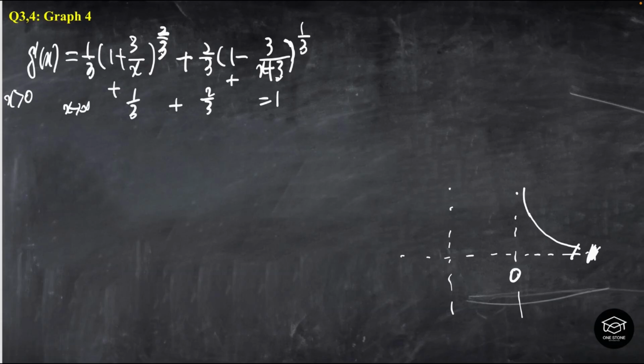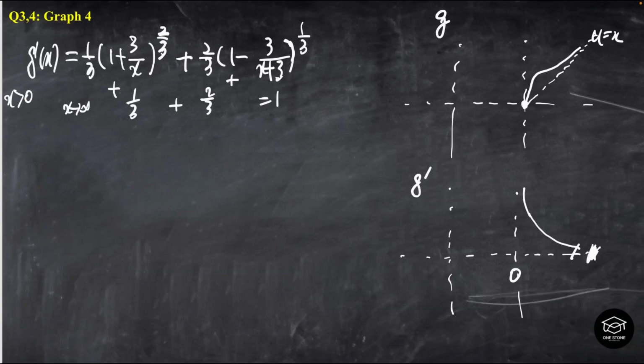Therefore, the function g of x passes through the point 0, 0. It increases very sharply near 0, then gradually levels off, approaching a straight line with a slope of 1 as x becomes large.